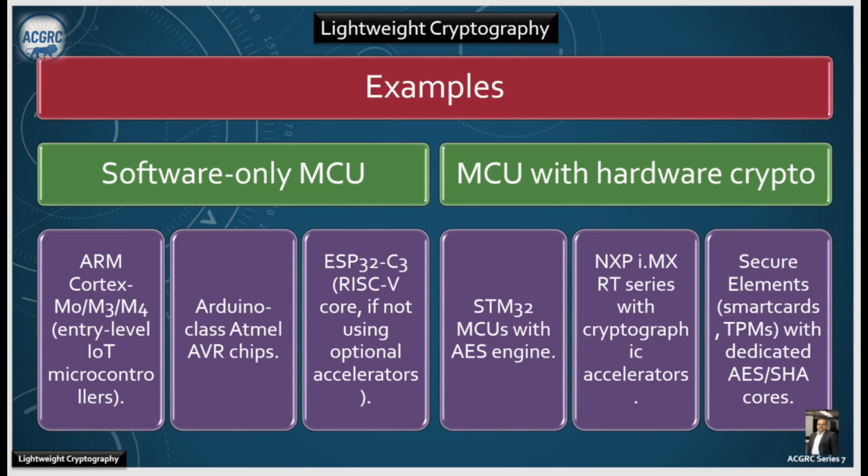Examples of software-only MCUs: the ARM Cortex, which are entry-level IoT microcontrollers or basic chips. The MCUs with hardware are like STM32 MCUs with an AES engine, or NXP's series with cryptographic accelerators, or secure element smart cards with a dedicated core. These are examples.